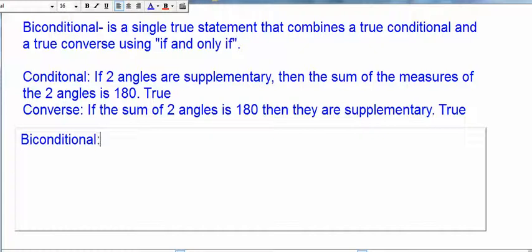So your biconditional. Anybody want to try to do the biconditional? Say it. Is your arm up, or are you just tearing the blinds up? Keep your arm out of the blinds, please.